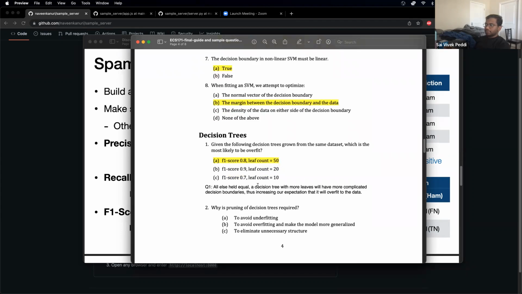Now, before moving to decision trees, any questions, anyone? Oh, one second.